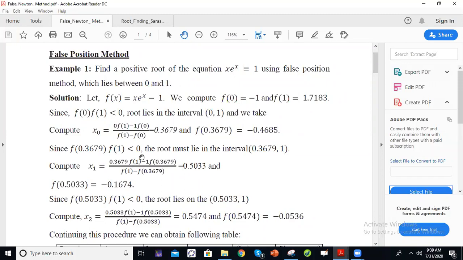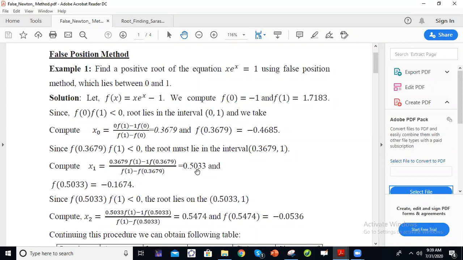0.3679 is a, b is 1. Okay, a and b for the new approximate solution. For the next approximate root x1, we follow a equals 0.3679, b equals 1. We have the formula: a times f of b minus b times f of a over f of b minus f of a. Again we have the next approximate root 0.5039.